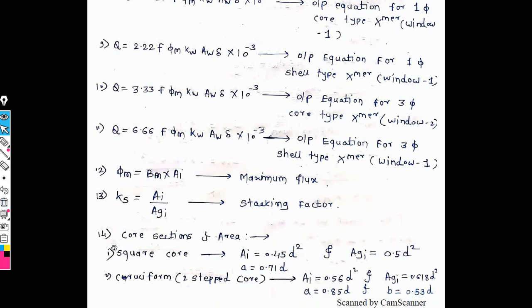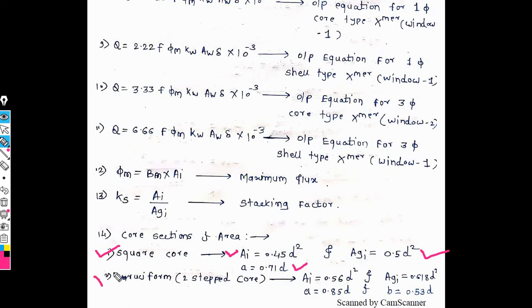Then core section area. In your syllabus, you need the square core transformer and the cruciform two step core. First is the square core, in which Ai is equal to 0.45 d square and Agi is equal to 0.5 d square. This is the net iron area and gross iron area of the square core. Then we have to calculate the value of A, which is equal to 0.71 d.